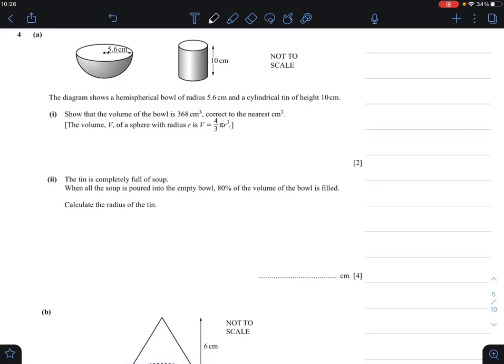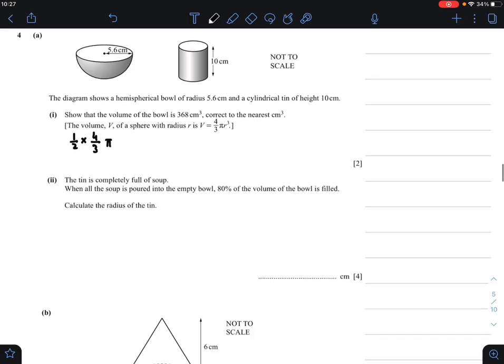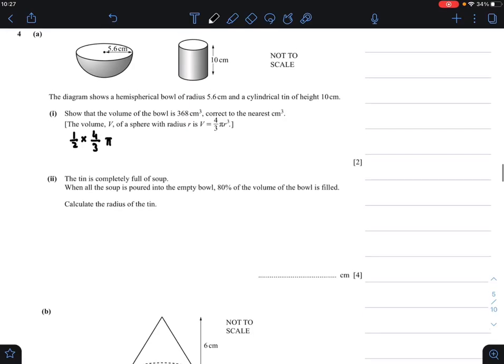So for part A1 they are asking us to show that the volume of the bowl is 368 centimeter cube, correct to the nearest centimeter cube. Now the formula of a sphere is, as they've given us, 4 by 3 pi r cube, but this is half of a sphere. So if we do half of 4 by 3 pi r cube, then we'll be using the correct formula for this case.